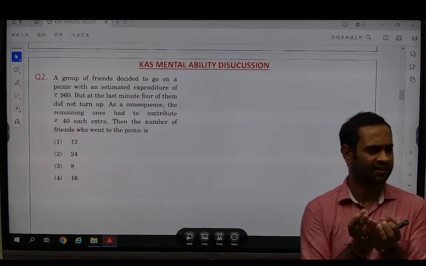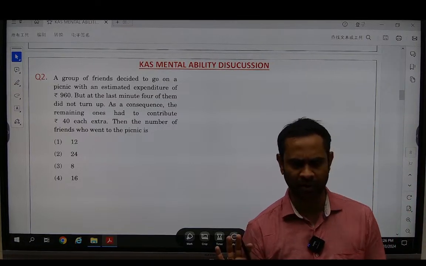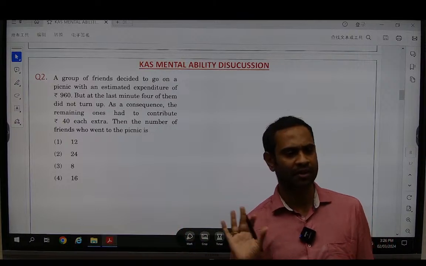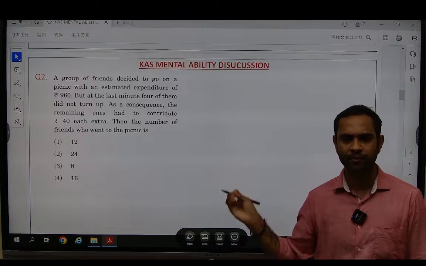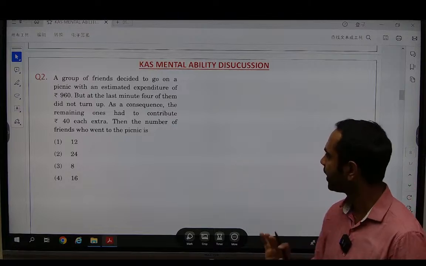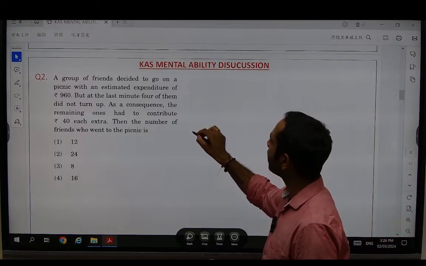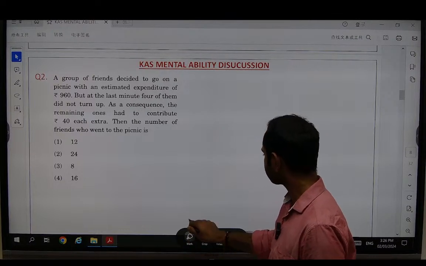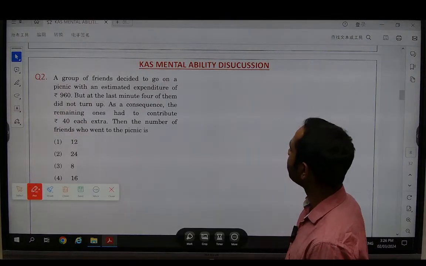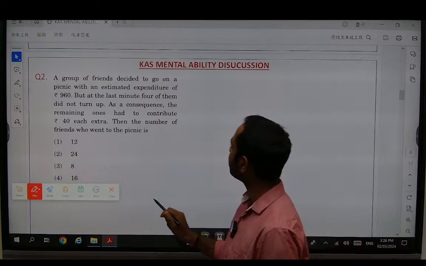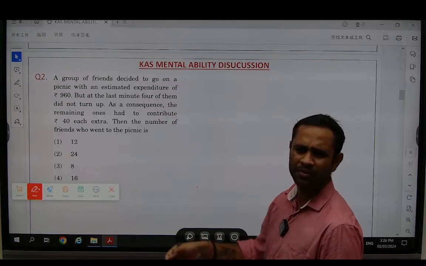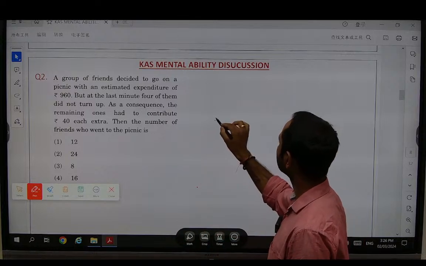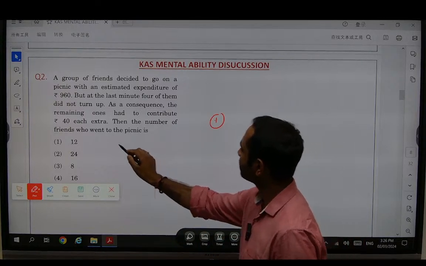Whatever data is there, just write it down on your paper. See, any maths question in your life, if you get it, please write down the data from the question on the board. Trust me, 50% of the questions will get solved there itself. A group of friends goes on a picnic, with estimated expenditure of rupees 960, but at last minute, 4 of them did not turn up. As a consequence, let's take the options and try again, right? Now, let us take the first option.